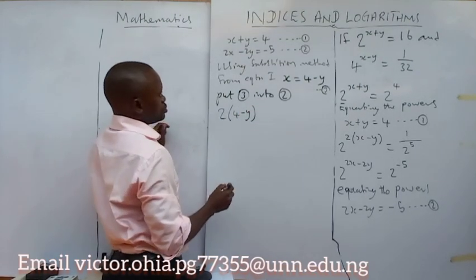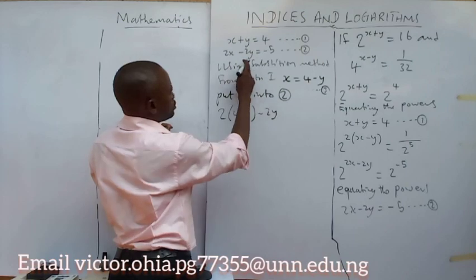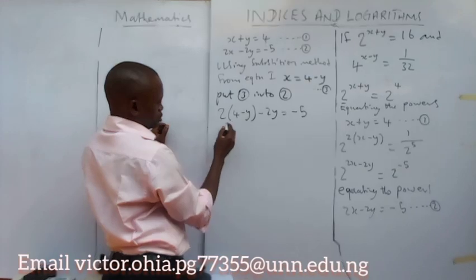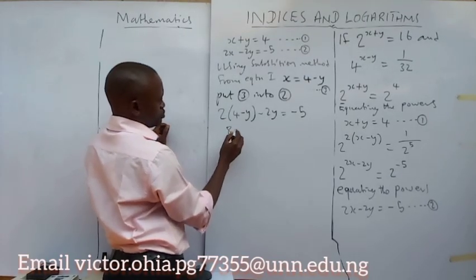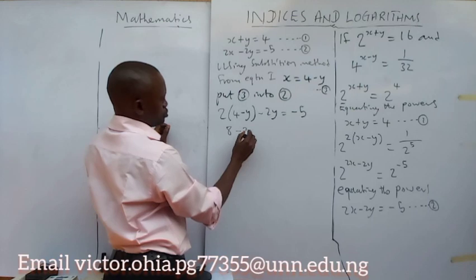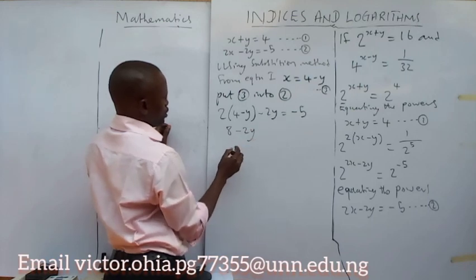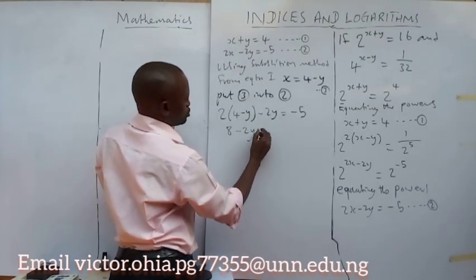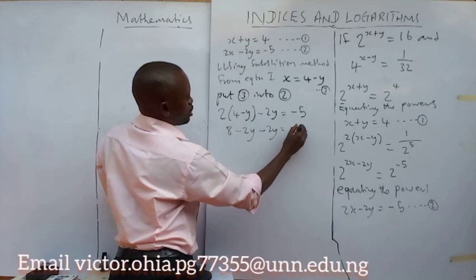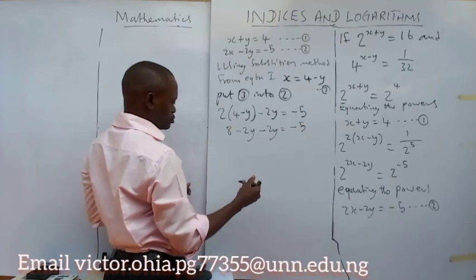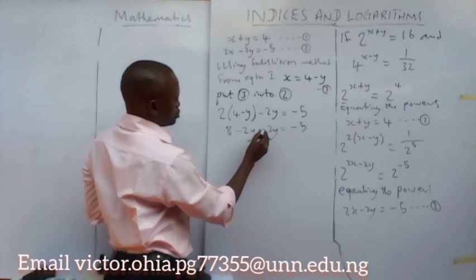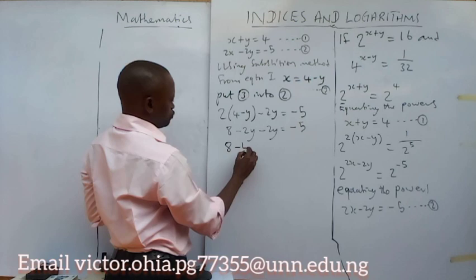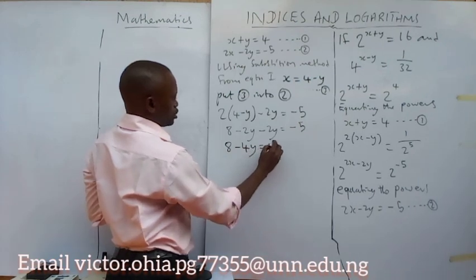Okay, and then minus 2y, this, equals to minus 5. That means this times this will give me 8. This times this will give me minus 2y. Yeah, this is 8, this is minus 2y, and then we have minus 2y as well, equals to minus 5. Okay, so now this minus 2y will give us, this will become 8 minus 4y equals to minus 5.